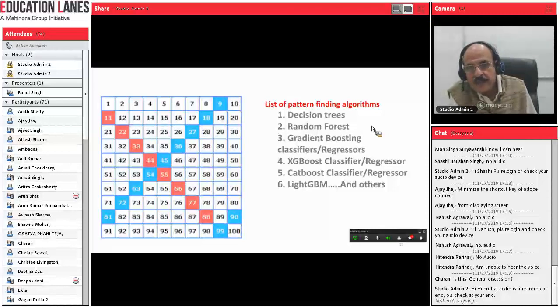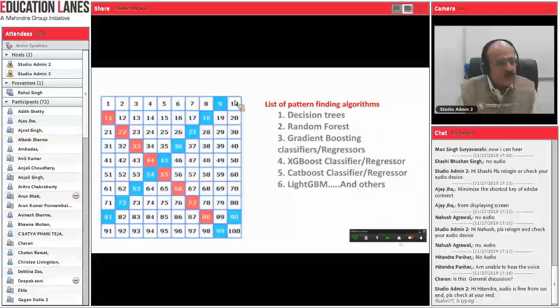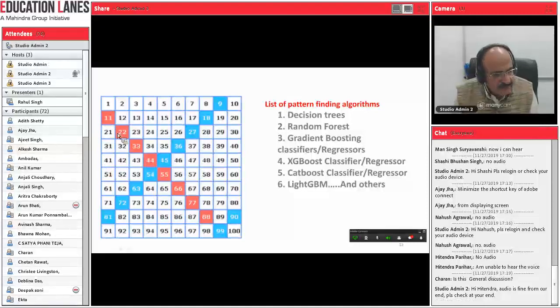Now let me come to this. I've been talking of pattern finding algorithms. Now consider this square. Suppose I have to find a pattern in this. One may find a pattern row wise, there's a difference of 1 here. One may find patterns column wise, here a difference of 10. Another way to find a pattern would be diagonal wise.